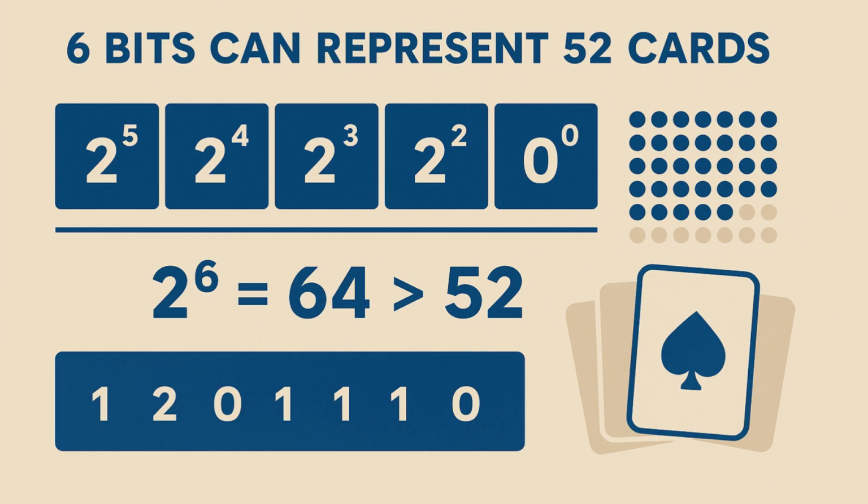For instance, to represent a traffic light, red, yellow, green, we need at least 2 bits since a single bit can only represent 2 states. To represent the 52 cards in a standard deck, we need at least 6 bits, since 2 to the power of 6 equals 64, which gives us enough combinations. This concept of using combinations of bits to represent increasingly complex information is the foundation of all digital data.